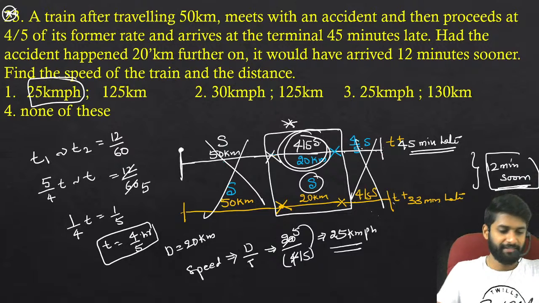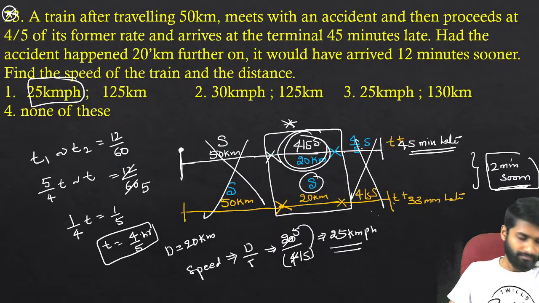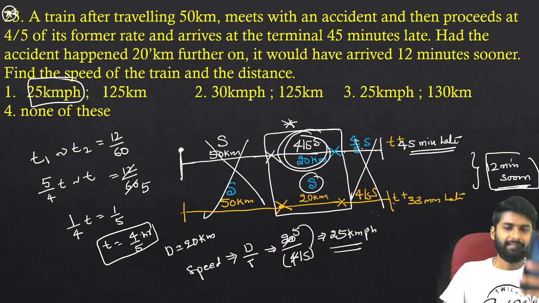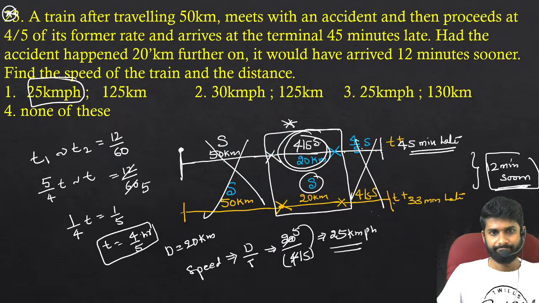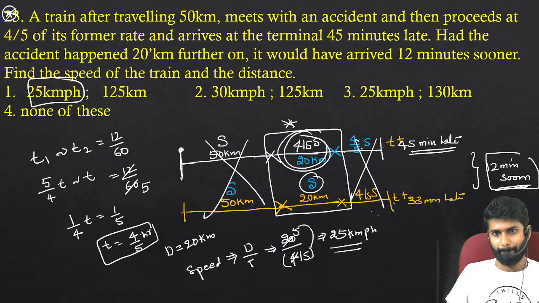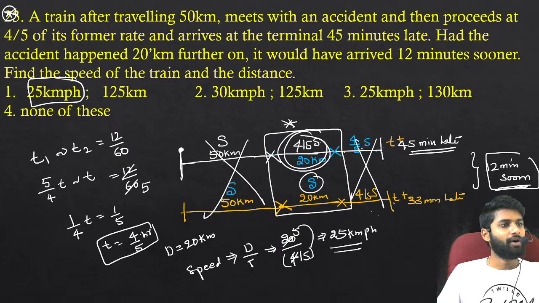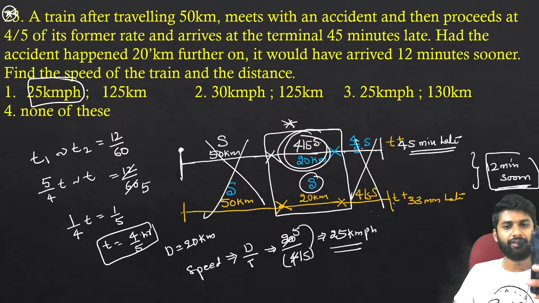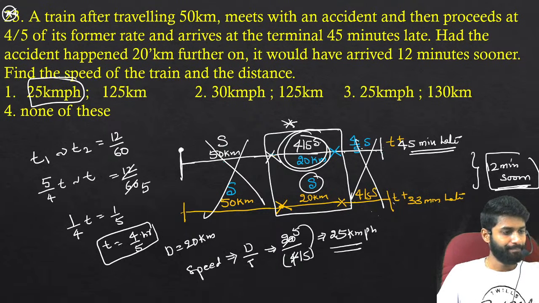Is it clear about the speed? Is it clear? Now how are we getting the speed? So speed is exactly equal to 25 kilometers per hour.